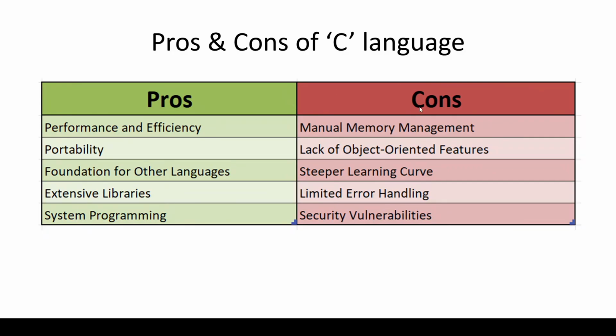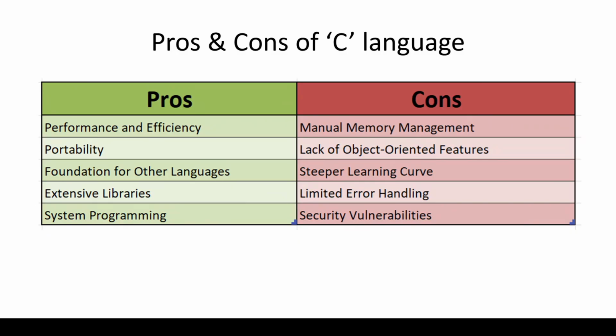Downsides of C, or cons of C: manual memory management. C requires the developer to manually handle memory allocation and deallocation, which can be a source of errors like memory leaks and segmentation faults if not managed carefully. Steeper learning curve. Compared to high level languages, C demands a deeper understanding of computer architecture and low level concepts, making it more challenging for beginners.